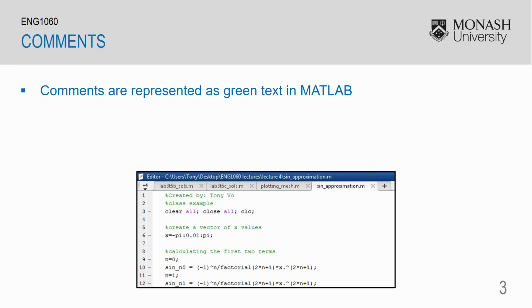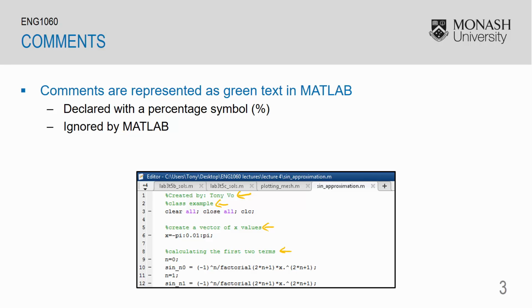Comments are represented as green text in MATLAB. They can be created using the percentage symbol. So you'll see in the figure below, we have several comments. We have one here, here, and here. Comments are ignored by MATLAB and used to provide additional information to the user.